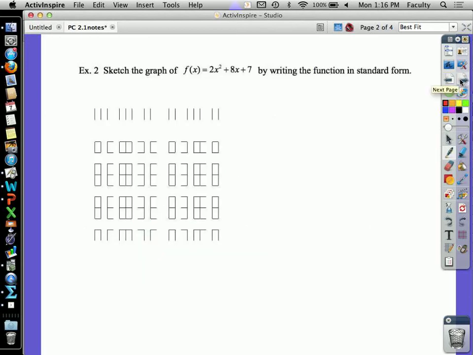Okay, so sketch the graph of f of x equals 2x squared plus 8x plus 7 by writing the function in standard form. This means f of x equals a times the quantity x minus h squared plus k. So let's do that. The first thing we're going to do is subtract 7 from both sides of the equation. And really, when you see that standard form, you should be thinking completing the square, because we're trying to get it as x minus h, the quantity squared. Leave a little bit of space here so we can be proactive.